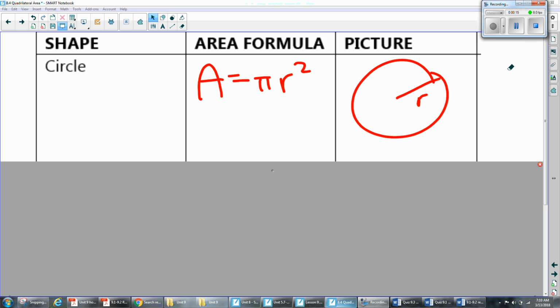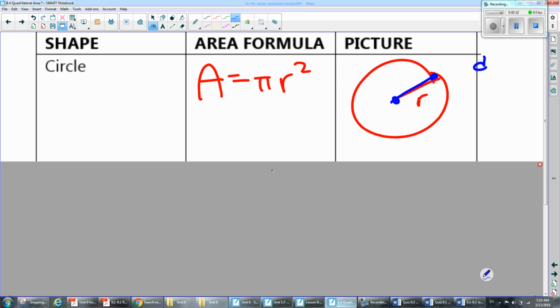So when we start with a circle that we've talked about before, your area equals pi times the radius squared. If you need to draw a little picture of your circle, remember the radius is going from that center point to a point on the circle. If you were given the diameter, remember to cut that in half so you can find the radius that way too.